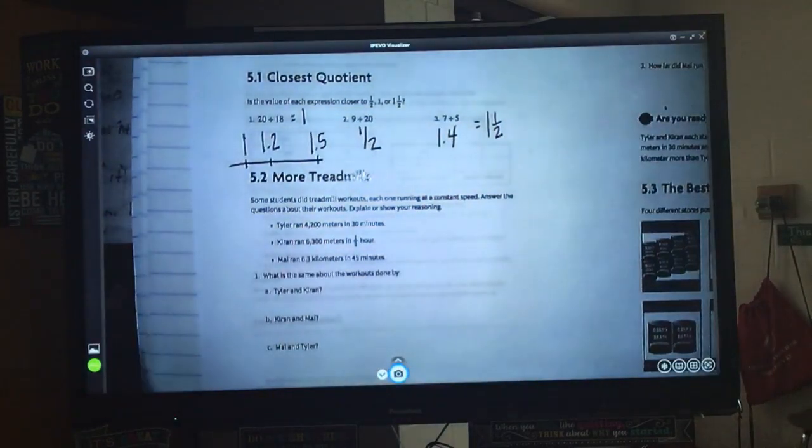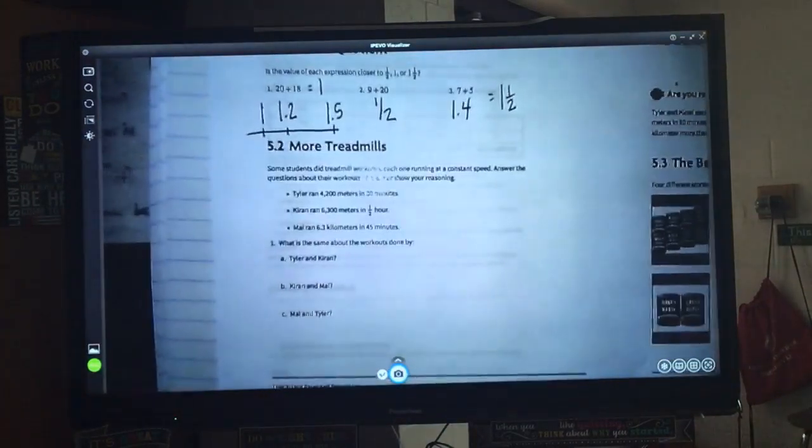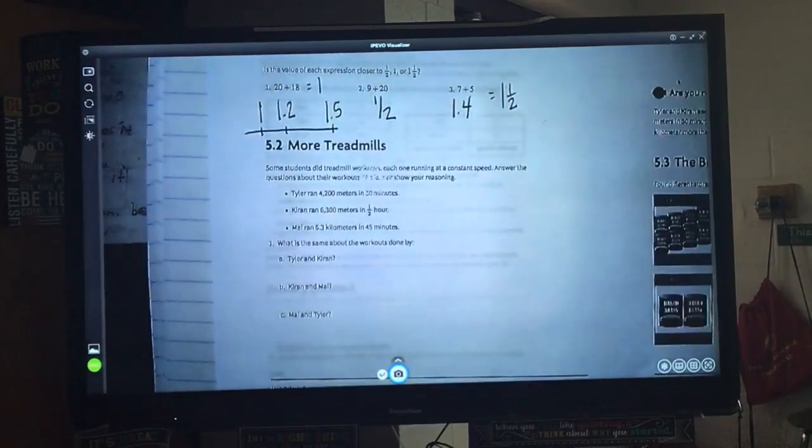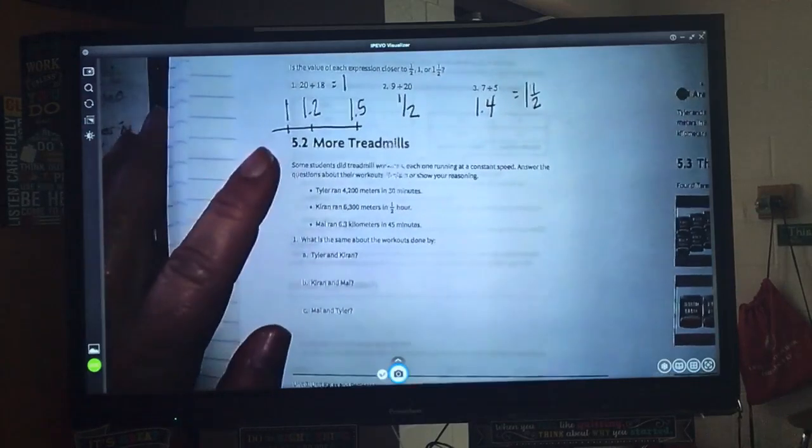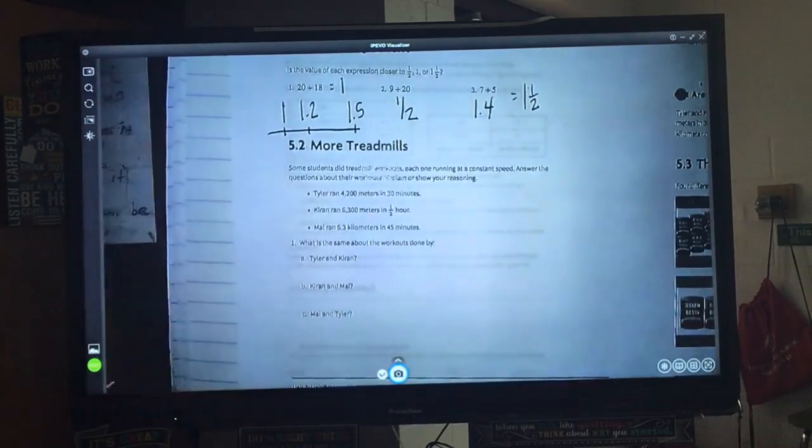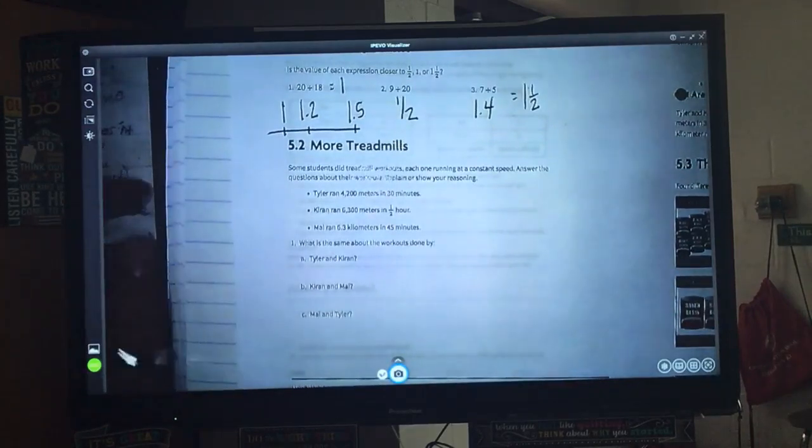All right. You guys are going to do a little bit of group work for this next part. So it says some students did treadmill workouts, each one running at a constant speed. Answer the questions about their workouts. Explain or show your reasoning. So Tyler ran 4,200 meters in 30 minutes. He ran 6,300 meters in half an hour. Mai ran 6.3, or 6 3/10 kilometers in 45 minutes.